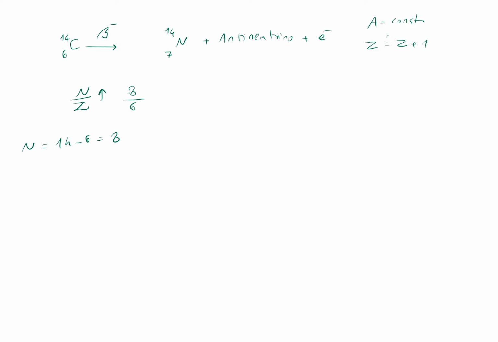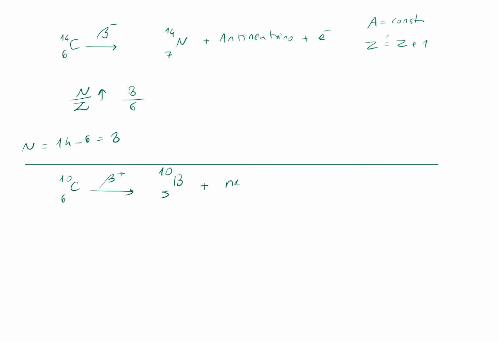Another example for the beta positive, for example, carbon 10. If you see the carbon 10 with the 6, with the beta positive, it changes to boron 10 with the 5, plus neutrino and plus positron. Positron is the electron with positive charge.